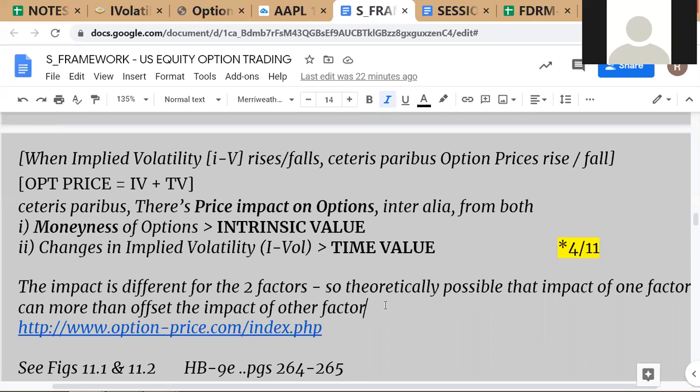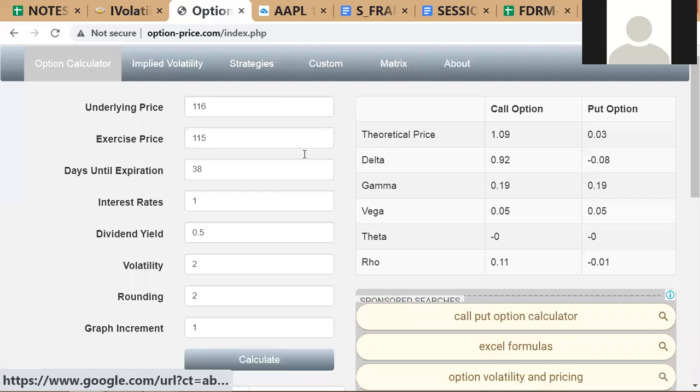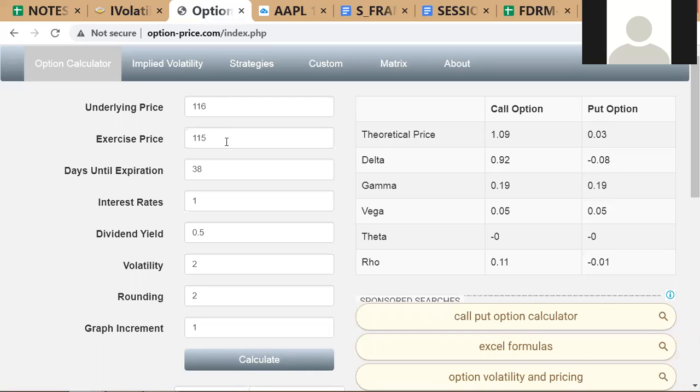What am I talking about here? I'm talking about one factor, which is the IV, the change in the IV, which is positive. Because the spot, the underlying, goes from 115 to 116. So the IV goes up by $1 from 0 to 1. Okay. But the vol drops very dramatically from 10 to 2.